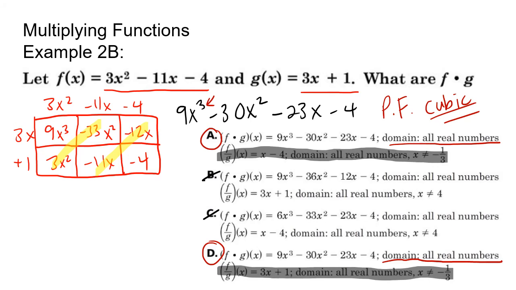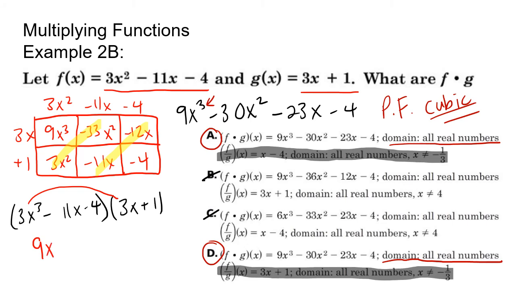Now, if you're a person who would want to do FOIL or distribution, you would have 3x squared minus 11x minus 4 times 3x plus 1. And you would distribute. So 3x squared times 3x is going to be 9x cubed. I need to put cube, I put squared. Fix that. Sorry. I now get 9x cubed. And then I distribute. And I have 3x squared times 1, which is going to give me 3x squared.